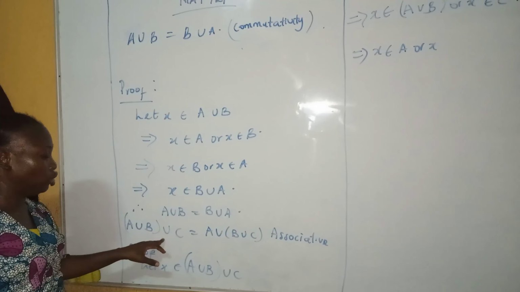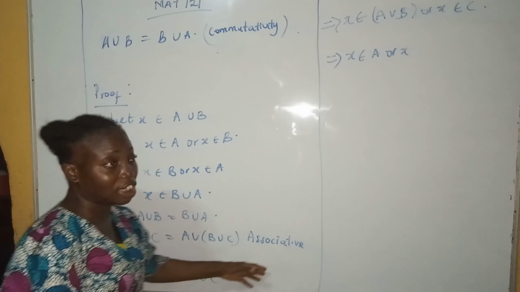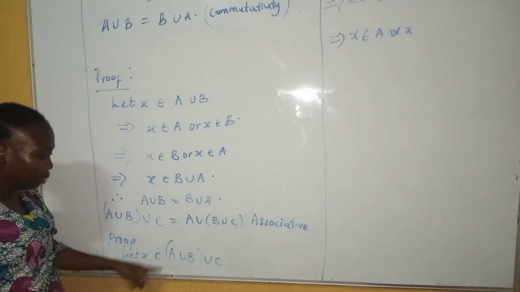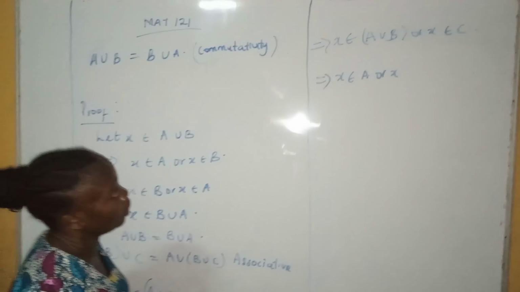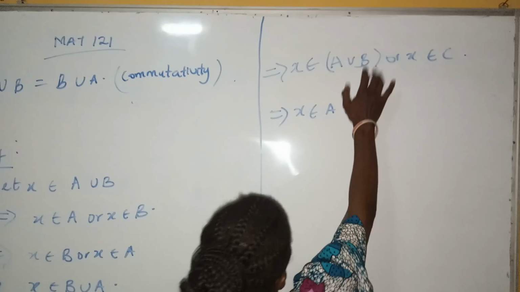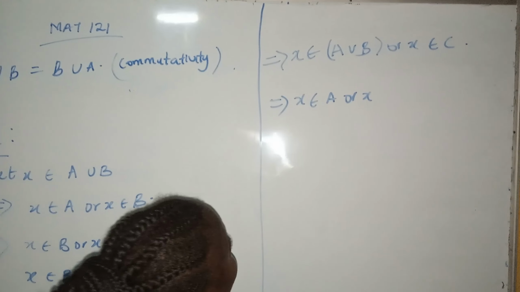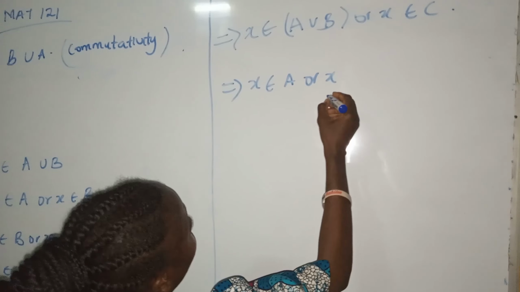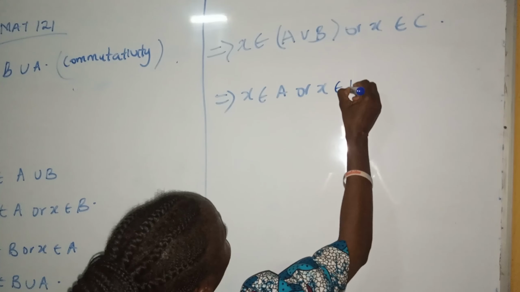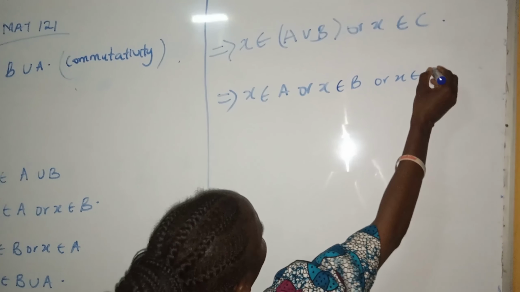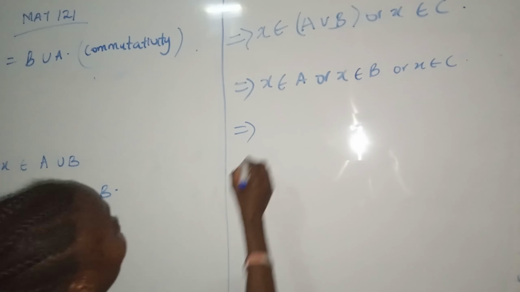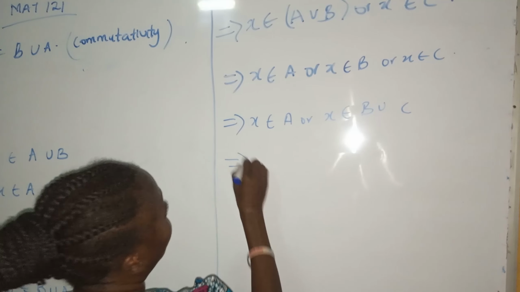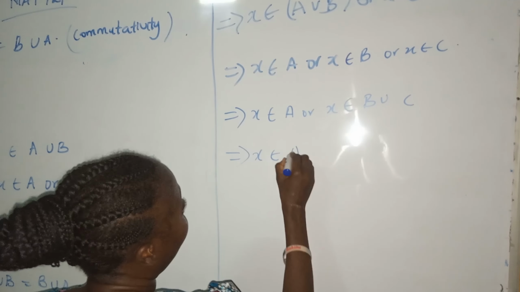Therefore, A union B equals B union A. Associative property: to show that A union B union C equals A union B union C, let X be an element of A union B union C. That implies that X is an element of A union B or X is an element of C. That implies that X is an element of A or X is an element of B or X is an element of C. This implies that X is an element of A or X is an element of B union C. This implies that X is an element of A union B union C.